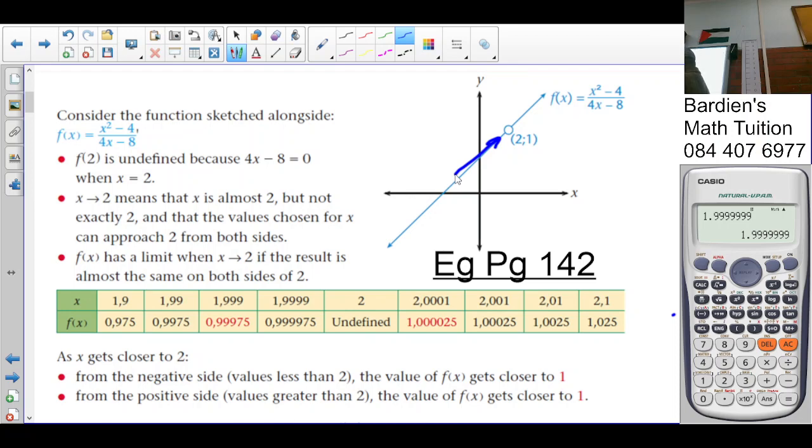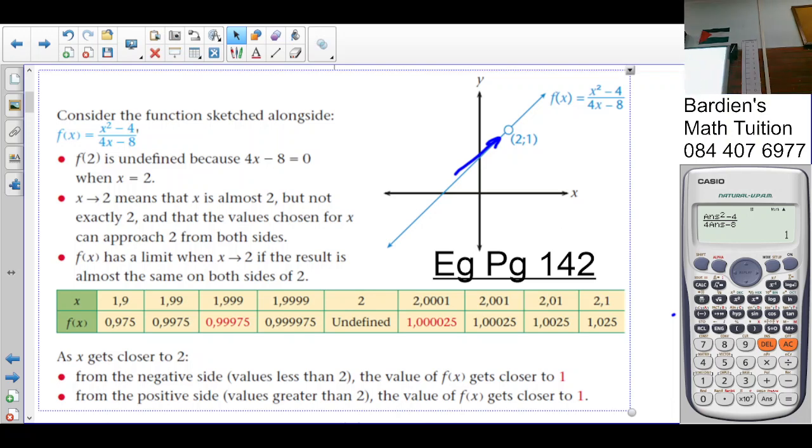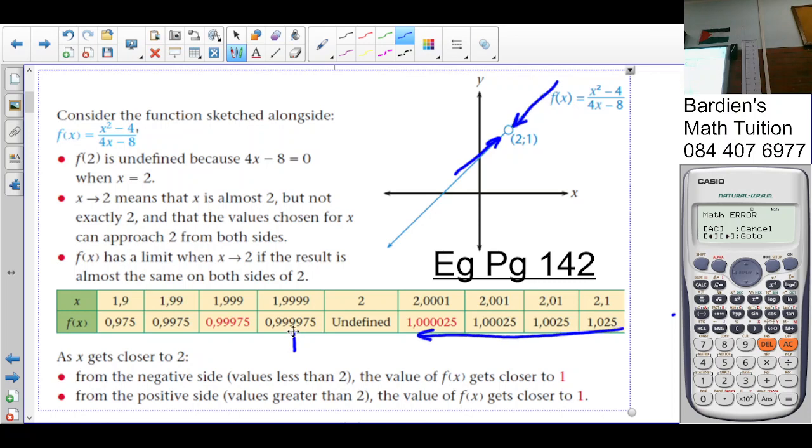What do you notice about the graph? The value is becoming 1. But what will happen if I put 2 in? It will come to be undefined. Why? Because the denominator is 0 then. You guys understand? So what happens is, as the graph approaches 2 from the left, it's becoming closer and closer to 1. As I'm coming closer and closer to 2 from the right, what do you notice? The graph is coming closer and closer to 1.